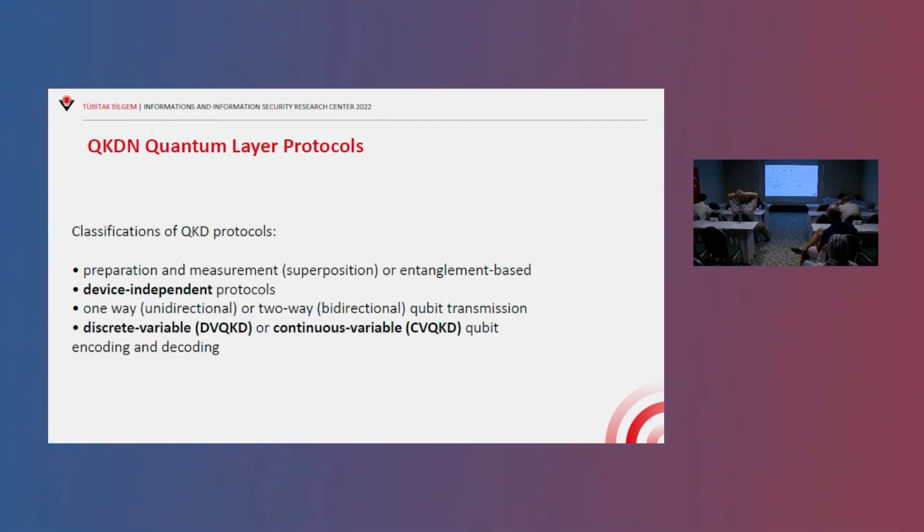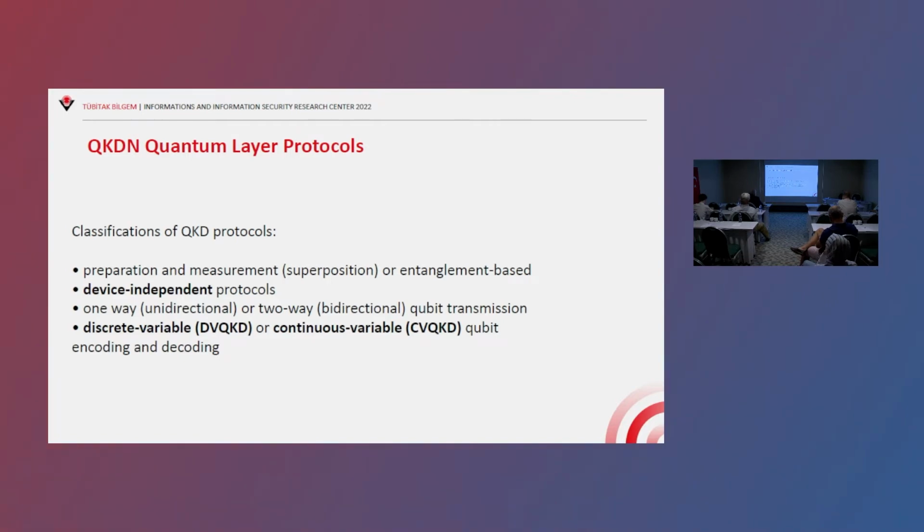Another way to look at these protocols is one-way or two-way, that is, bidirectional or single-directional qubit transmission. And the fourth way that we have not seen so far, but I'm going to explain also, is discrete variable or continuous variable qubit encoding and decoding.